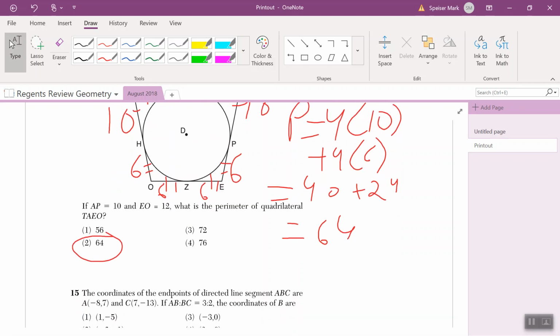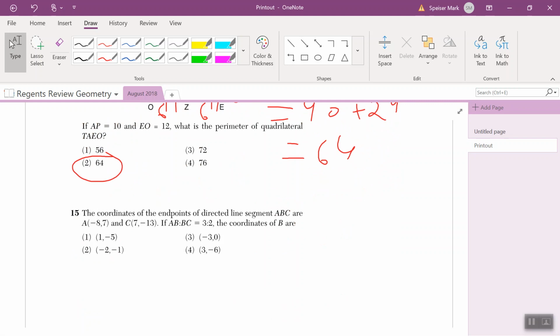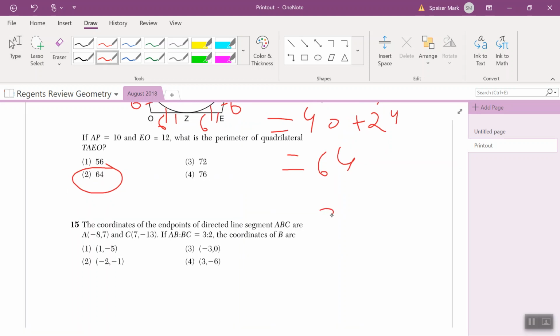Question 15. The coordinates of the endpoints of directed line segment ABC are A negative 8, 7 and C 7, negative 13. If AB to BC is 3 to 2, the coordinates of B are. I like to do this the following way. Set up the ratio as 3 to the whole. So 3 over 3 plus 2, which is 5, is our ratio.